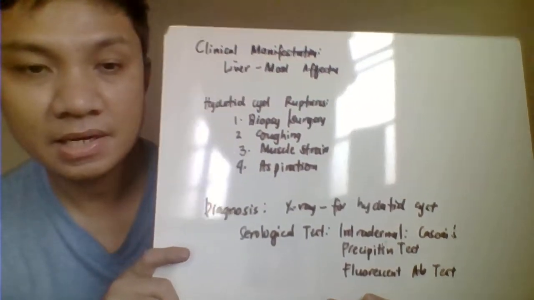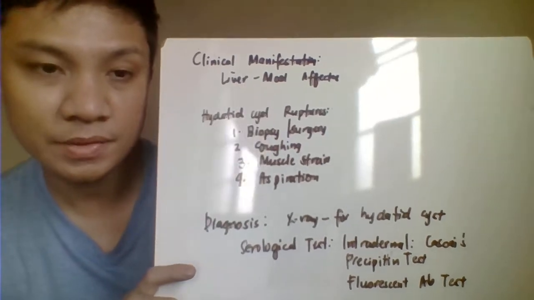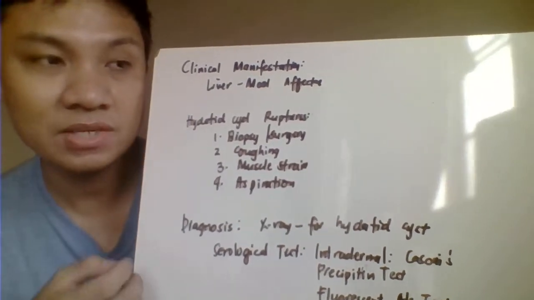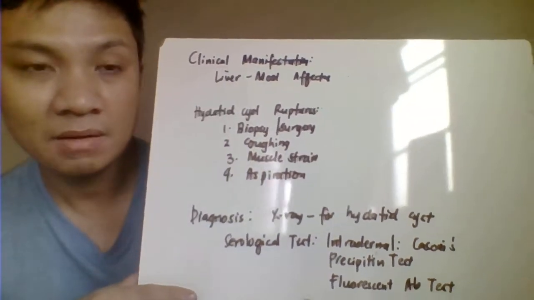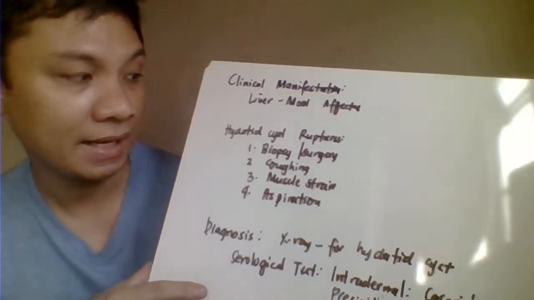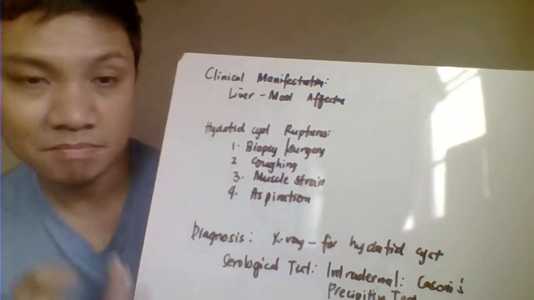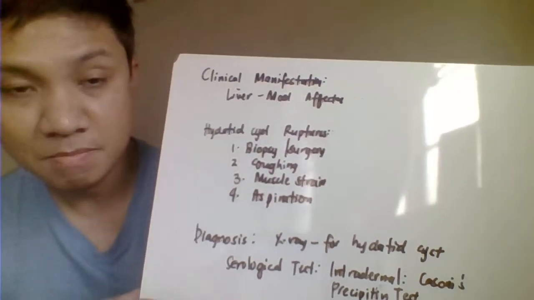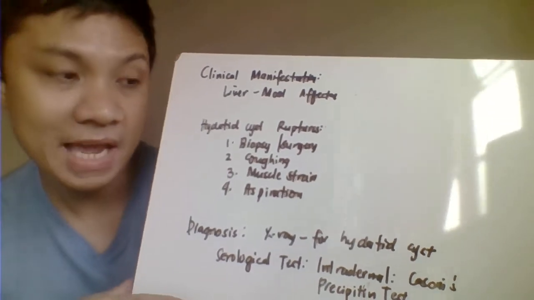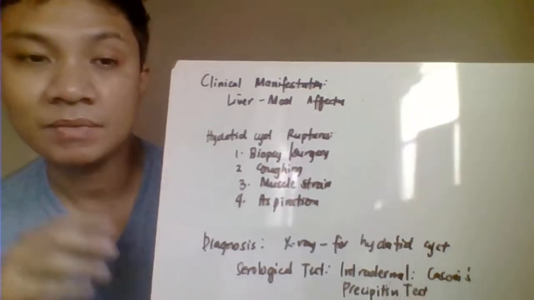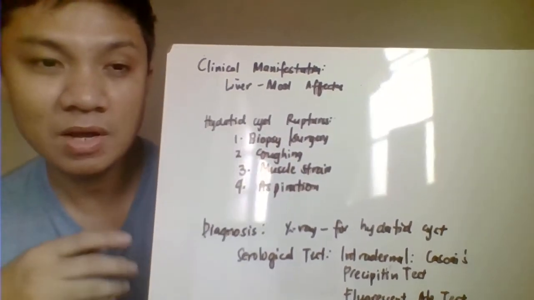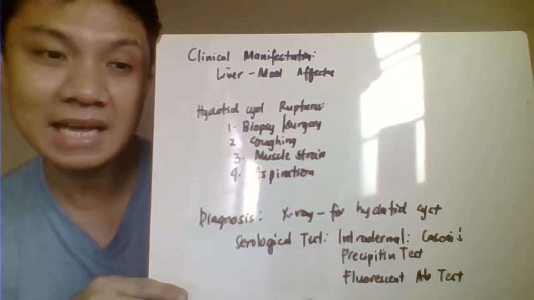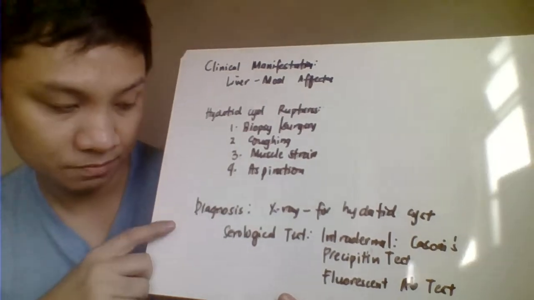Okay, now we have here the clinical manifestation of Echinococcus granulosus. Most likely your hydatid cyst might lodge in the liver, making that one the highly affected organ. The hydatid cyst might be ruptured because of surgery, because of your biopsy, because of coughing, because of muscle strain, or even the aspiration technique. That's why when you are aspirating, be careful not to rupture your brood capsule because again, that one is highly antigenic and deadly pag nag-rupture.